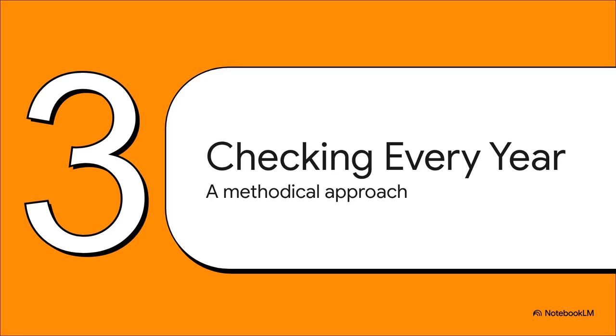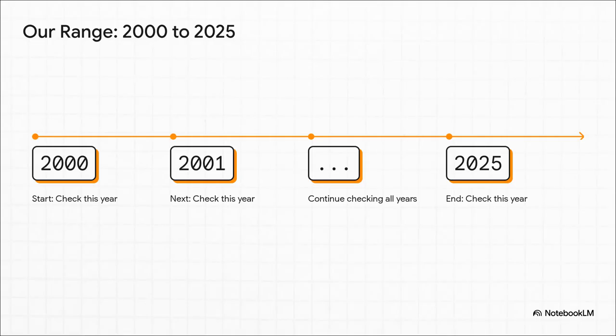All right, so we've got the rule and we've got our tool for checking it. The next step is just pure methodical work. We've got to apply our rule to every single year in our range. Now, to solve this properly, we can't just guess. We need a system. We're going to create a loop. We'll start at the year 2000, apply our rule, then move to 2001, apply the rule, and just keep repeating that year by year, all the way up to 2025.